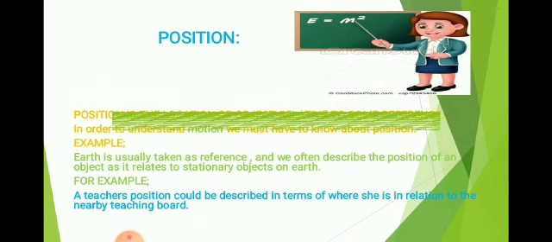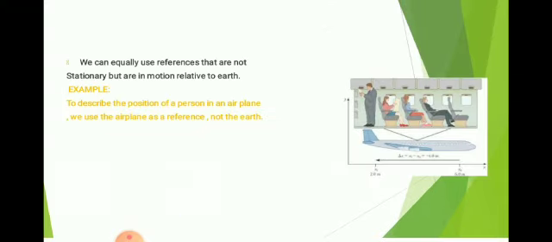So position of the objects: in order to understand motion, we must know about position. For example, Earth is usually taken as reference, and we often describe the position of an object as it relates to stationary objects on Earth. For example, a teacher's position could be described in terms of where she is in relation to the nearby teaching board. We can equally use references that are not stationary but are in motion relative to Earth. For example, to describe the position of a person in an airplane, we use the airplane as a reference, not the Earth.